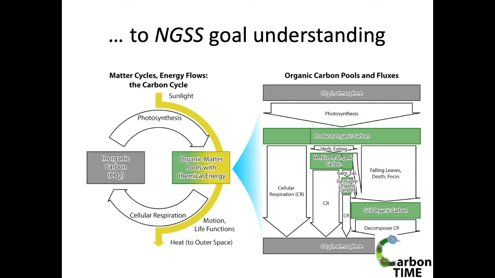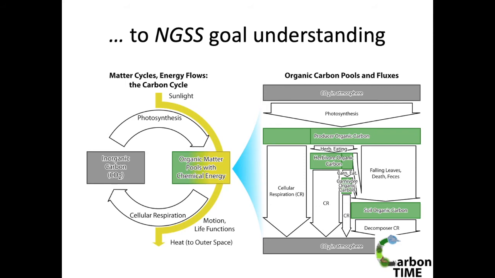This means supporting students in moving to Level 4, or NGSS Goal Understanding. This reflects a single carbon cycle. Plants, animals, and decomposers are all subsystems that transform matter as it cycles and energy as it flows through ecosystems.